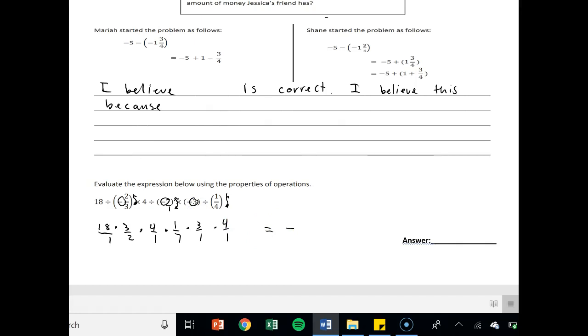I guess the easiest way to do this right off the bat is cross cancel this and make that a 9. And then when we're multiplying, we're just multiplying straight across.